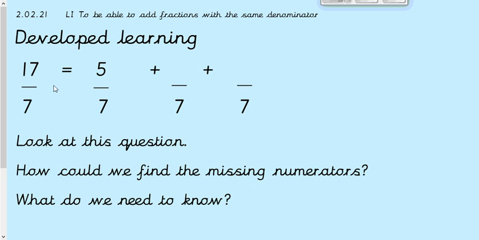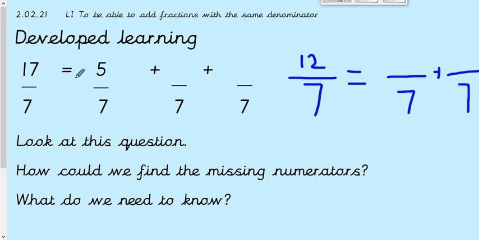So straight away, I can see that we've got 17 sevenths. That's our answer. So we know that this 5 add something is going to equal 17. So what I'm going to do is take away 5 from 17. 17 take away 5 would be 12. 12 sevenths. All I've done is taken that out and taken it away from there, so we don't need to worry about that anymore. Now we just need to find two numbers that are going to add to make 12.